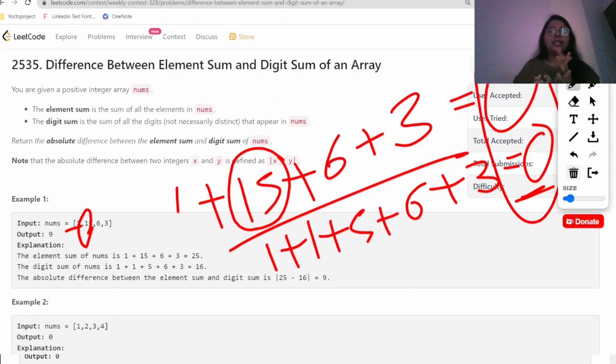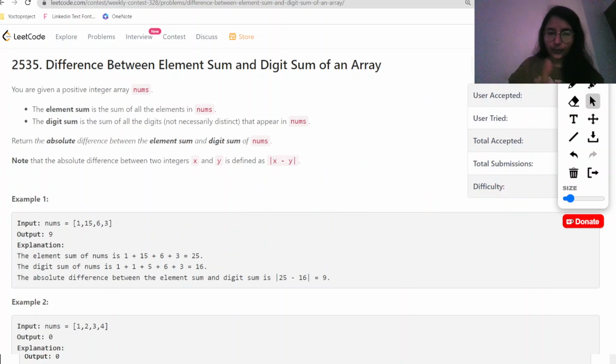As it is an easy level question, it is pretty much a direct implementation. You need to sum all the numbers present in the input, and then check each number. If it is greater than 9, then we split that number into digits, sum them, and add that to the final answer. At the end we have two sums, the digit sum and the element sum. Then we subtract them and return the absolute difference. Means if a negative sign is there, we just remove that negative sign and return the numerical value. So this is what we are required to do in this question.